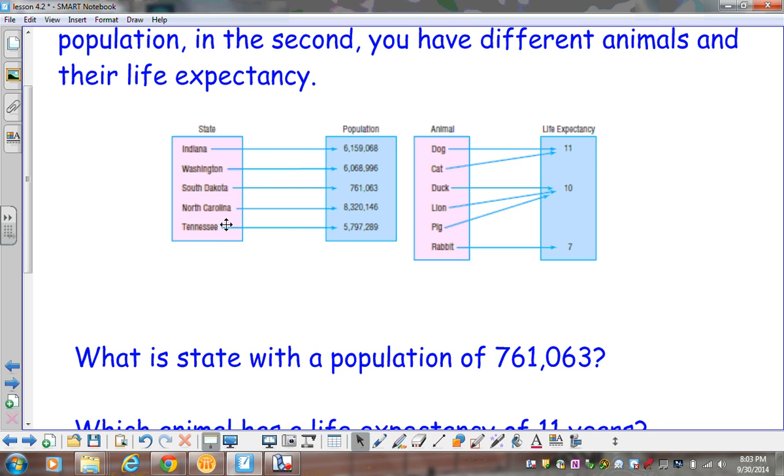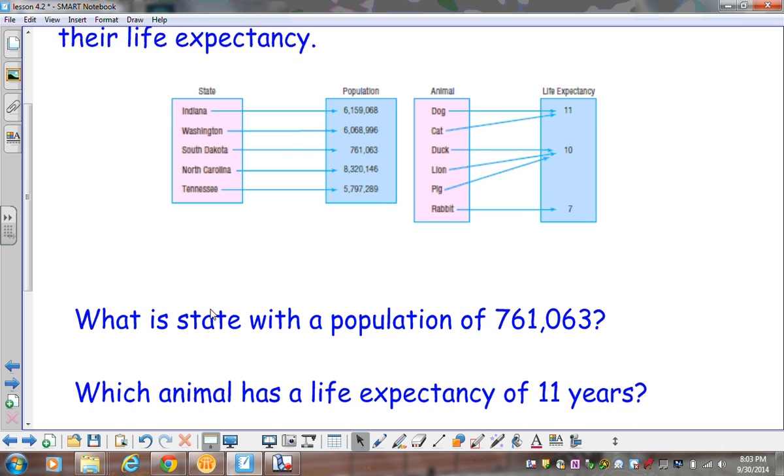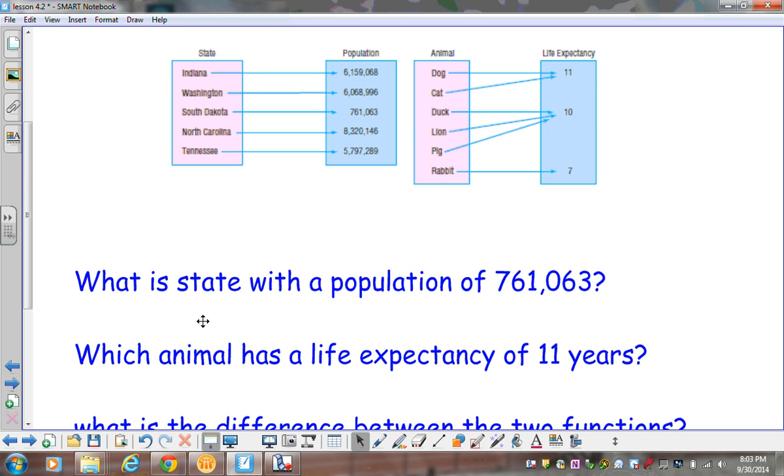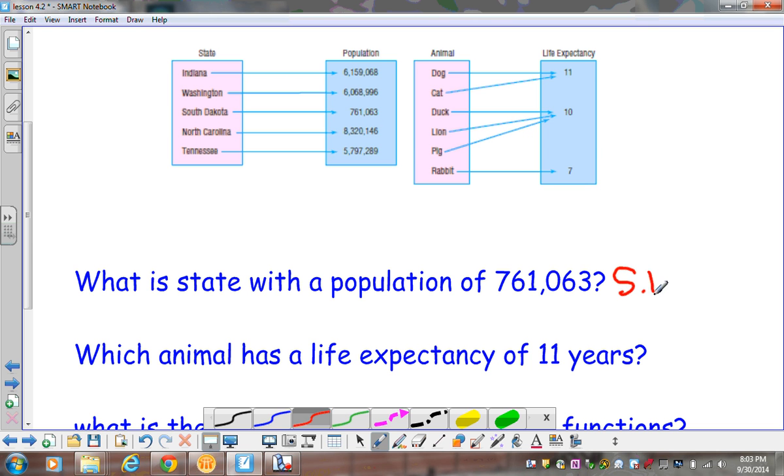But notice, I've only got one line coming from each of these. So that means this represents a function. If we look down at some of our questions, it says, what is the state with a population of 761,063 people? Just by looking at it, you can look at your population, and it only goes back to one specific x value, which would be South Dakota. So I'm just going to write South Dakota. And again, I apologize here, guys. We are using a mouse, so the handwriting is not the greatest. So we got South Dakota.